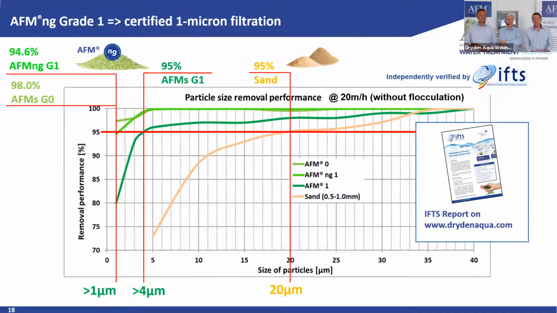And what we see with AFM NG grade 1, we see a 95% removal down to 1 micron. And with AFM standard grade 1, we see it down to 4 micron at 95. Now, if we put this in comparison to sand, and this is a high quality fresh sand, so it's not a coagulated sand after 4 or 6 months, it performs down to 20 micron. Now, 1 micron to 20 micron, is that much?